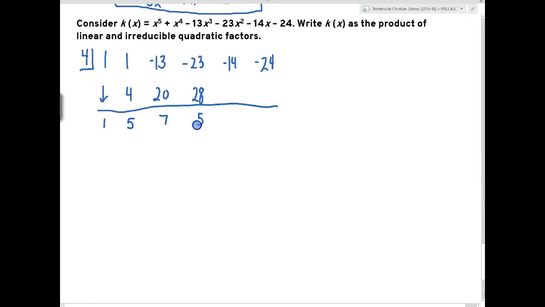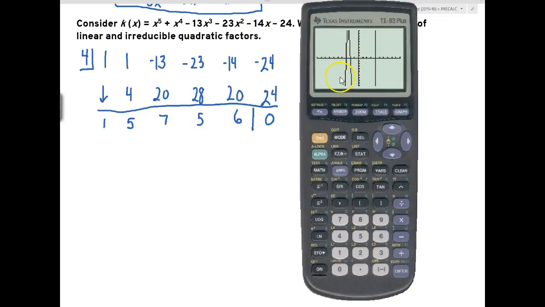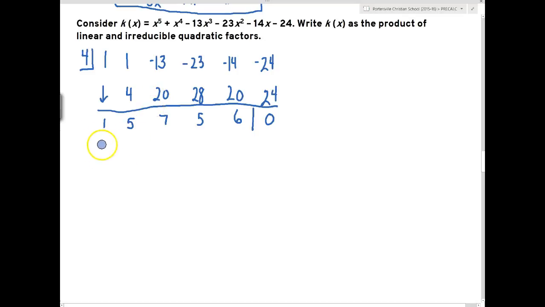Adding those gives me 5. I get 20. Adding those gives me 6. And finally I get 24, which verifies that I have a 0 there at 4. Now, my other supposed factors seem to be negative 2 and negative 3. So let's just try one of those.